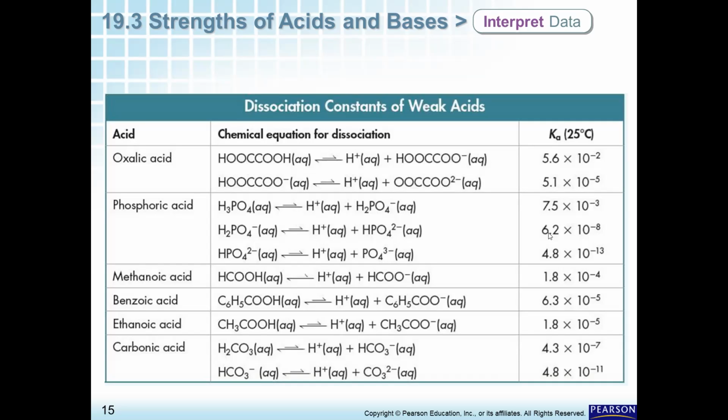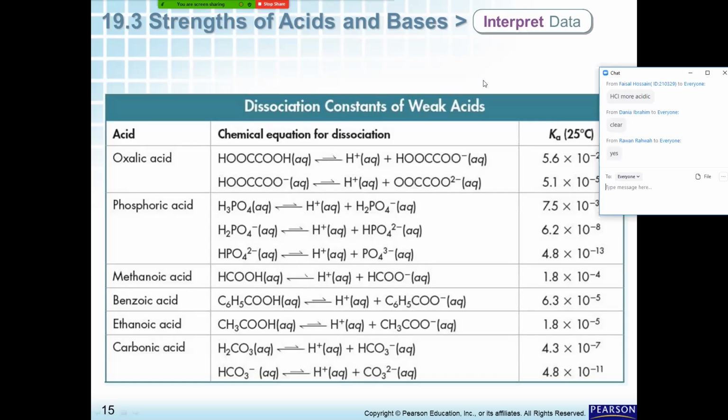Now compare, the third one is even worse, because removing the third hydrogen will become difficult. Okay, so that's what we want you to understand from this table over here: Ka values for the same multiprotic acid will get smaller as we remove more hydrogens from there.